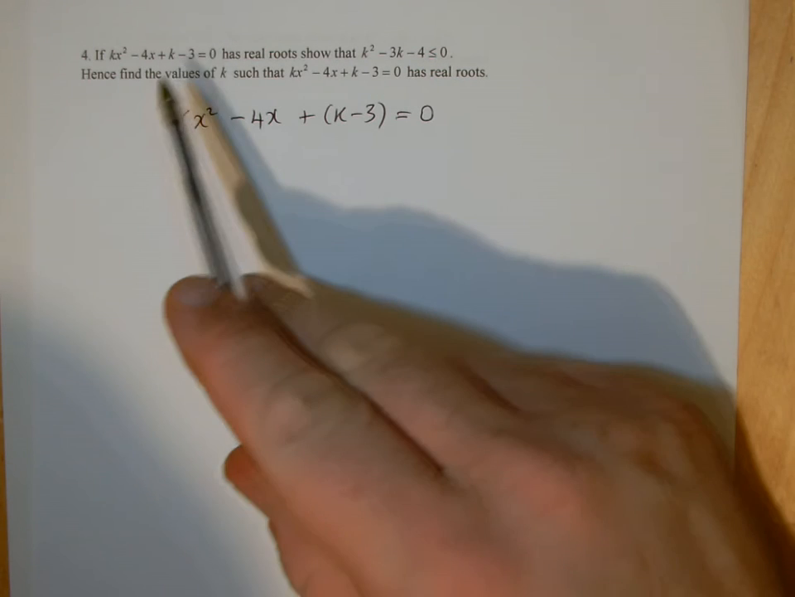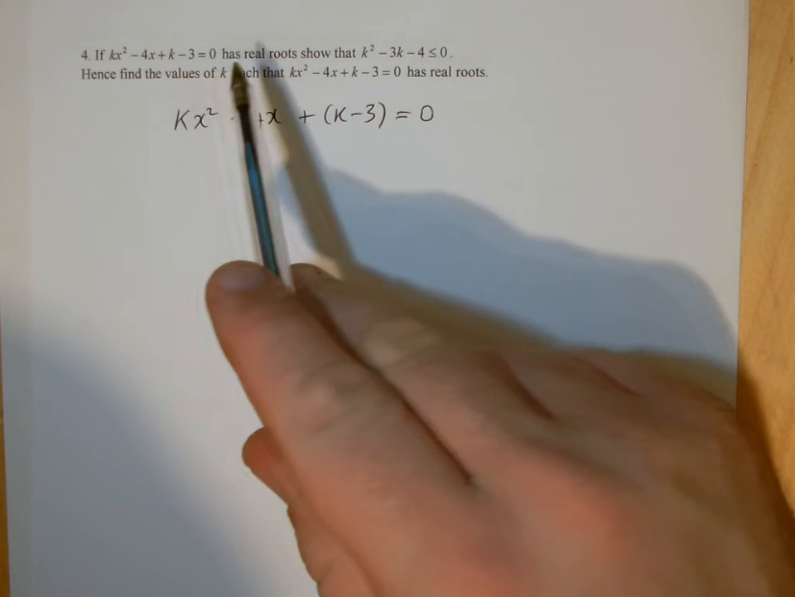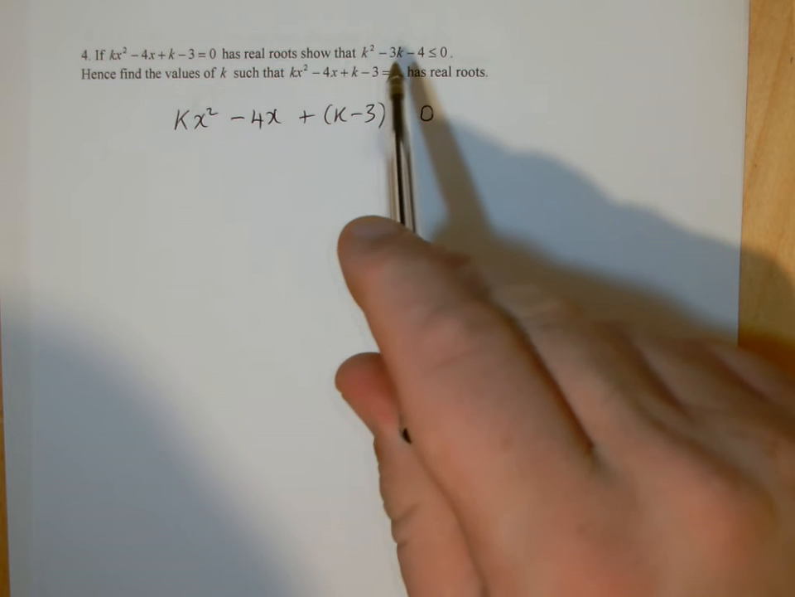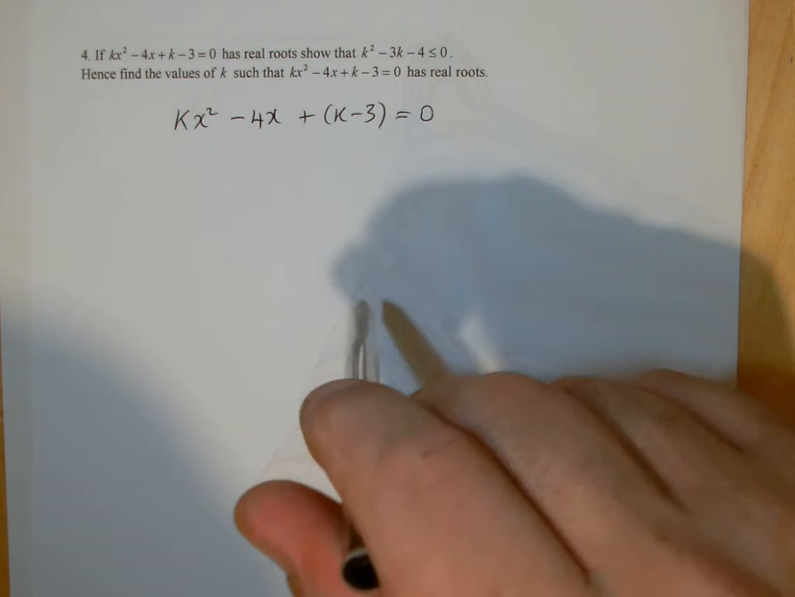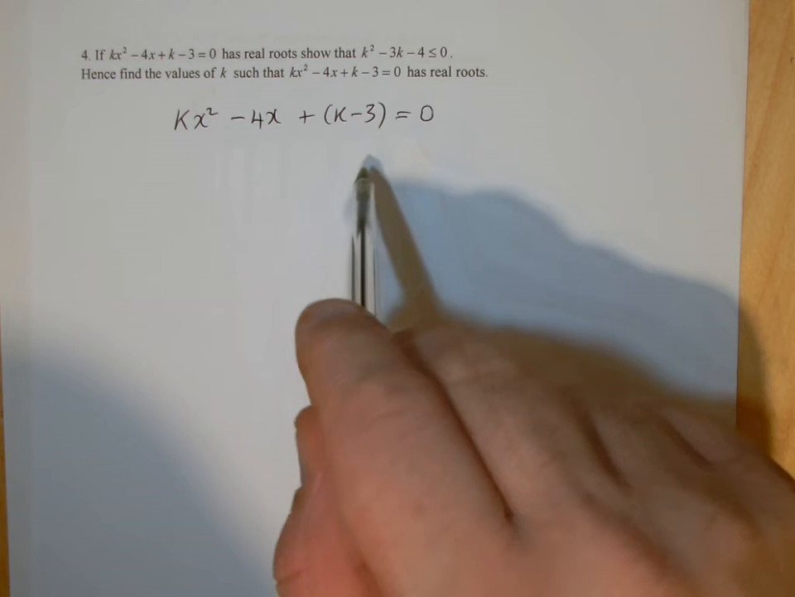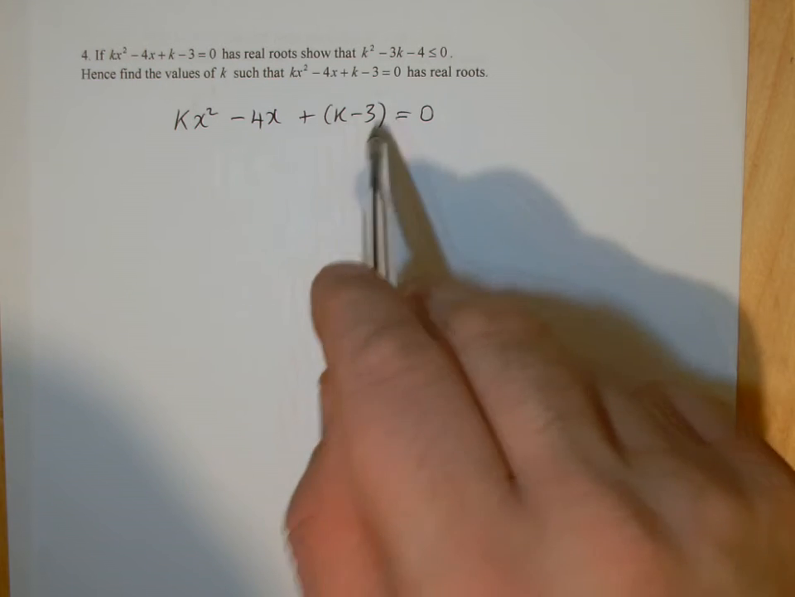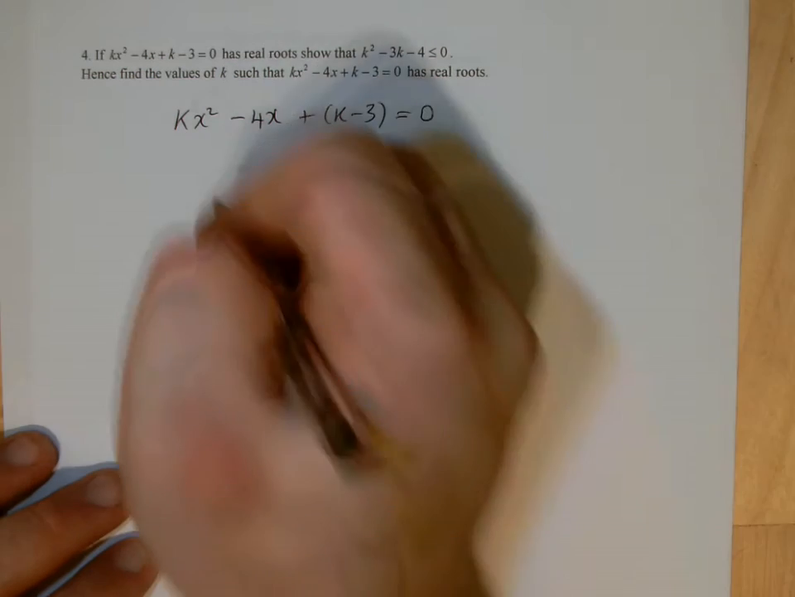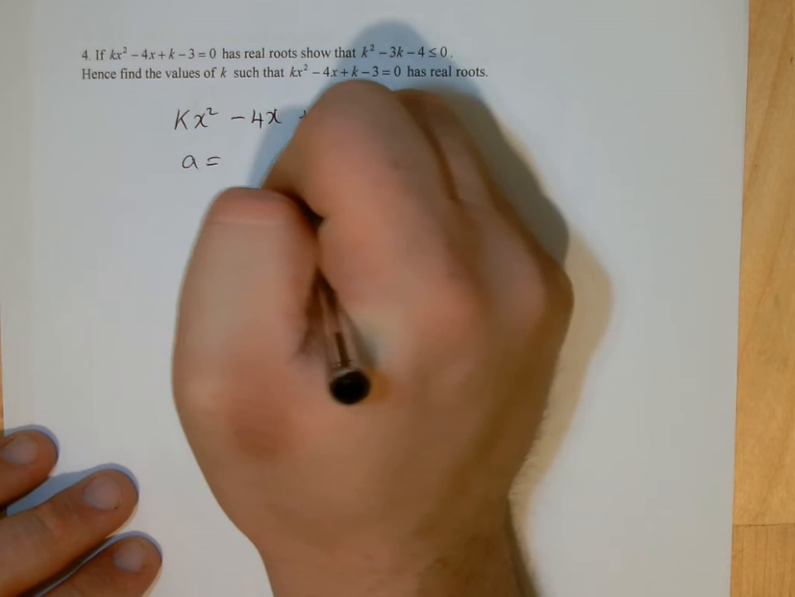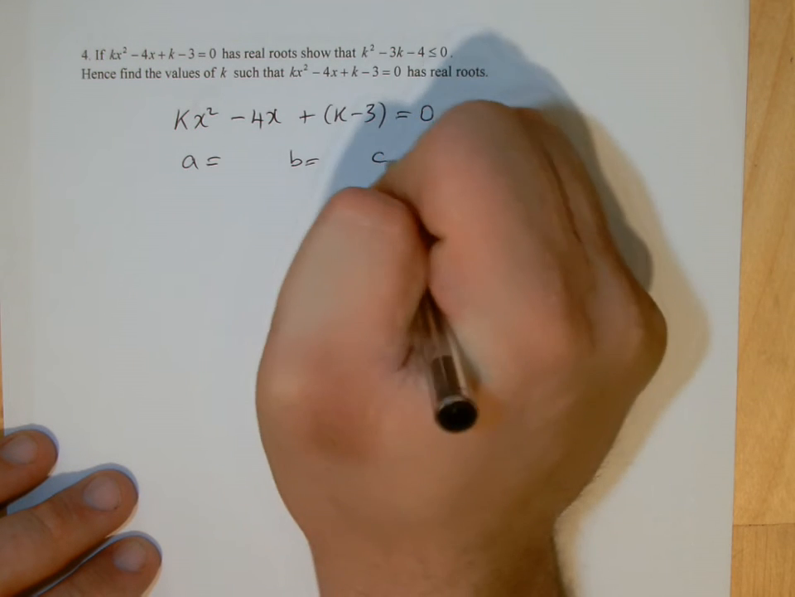Okay, so if kx squared minus 4x plus k minus 3 equals 0 has real roots, show that k squared minus 3k minus 4 is less than or equal to 0. So I've rewritten this quadratic down here, and just to make it clear, I've put a bracket around there, so then you know your a, b and c are clearly identified. So let's write them out first.